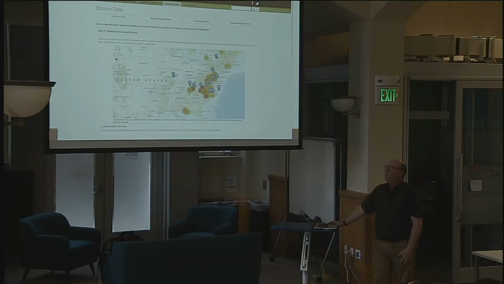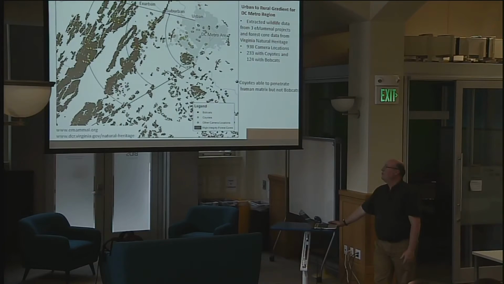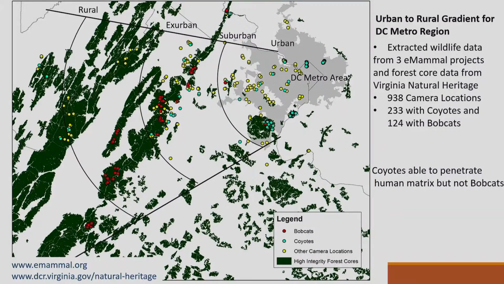We are East Coast people, so we have a lot of East Coast data. We can zoom in on this area, and what I've done is taken two data sets. I had to do this by hand, but I took a Virginia data set, which has core forests in Virginia. That's what all the green is. And I took 3 different eMammal projects and just did a data search that just blended them together. And what I'm showing you are all the camera trap locations in the DC area.